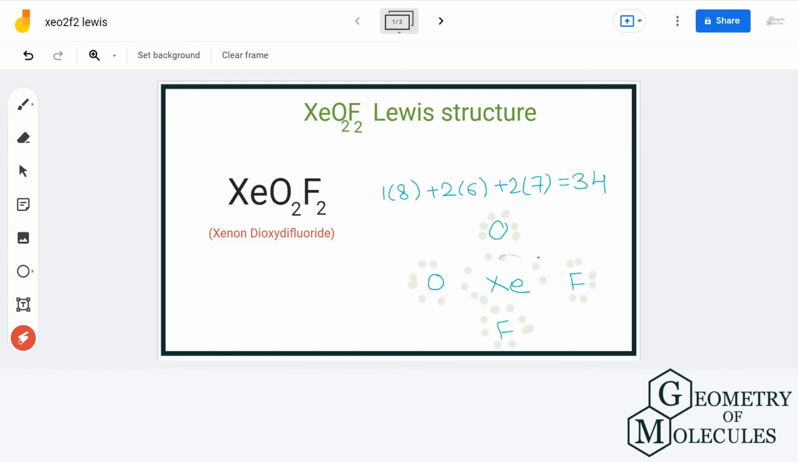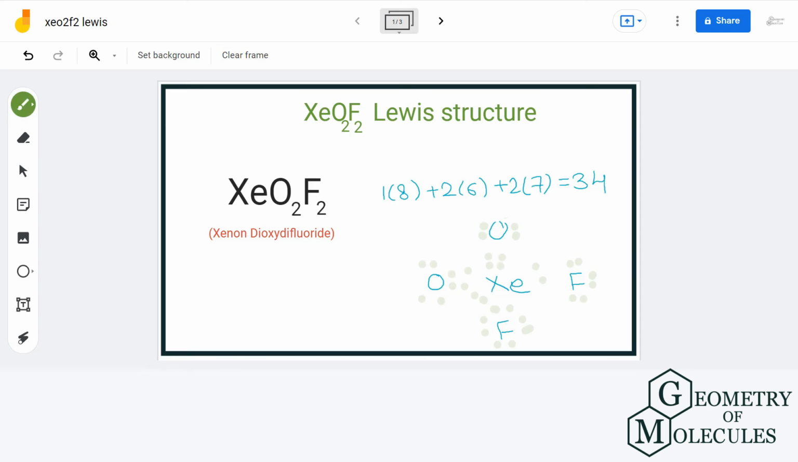has a formal charge of +2 and both oxygens have a formal charge of -1. In this structure, the distribution of electrons is unequal, which is unwanted. So to overcome this problem, we will shift electrons from both oxygen atoms to in between oxygen and xenon.